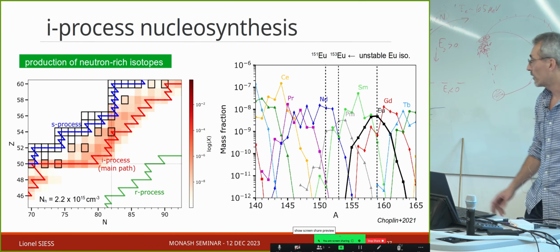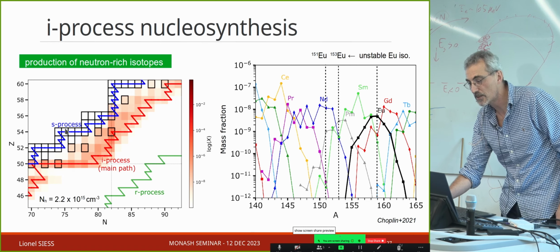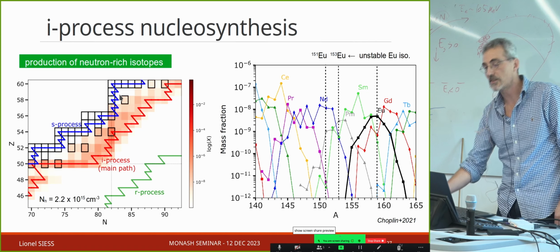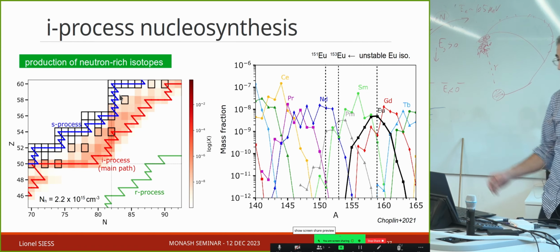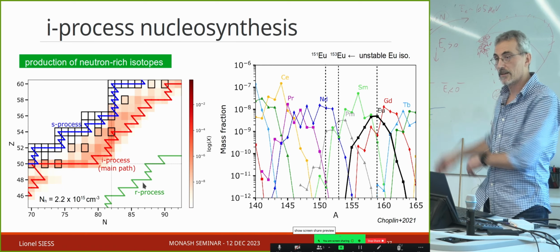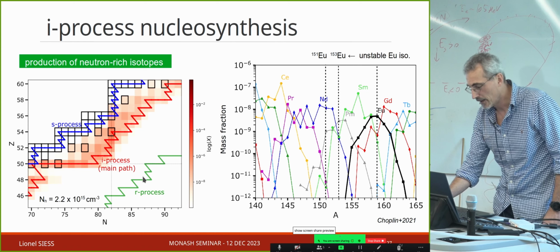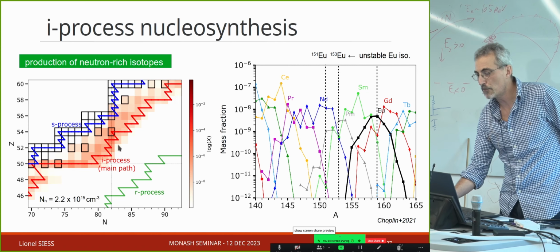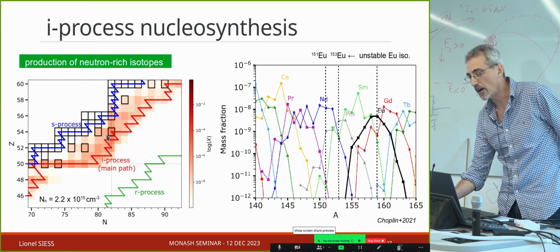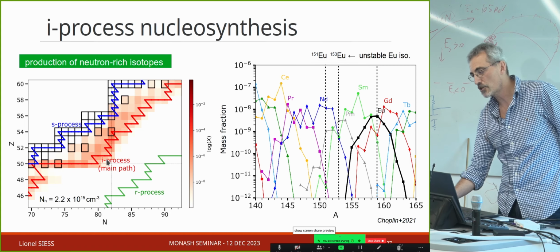And this is a typical path. This is a zoom around the iron. So this is the S process path with neutron densities of typically 10 to the 8th. So you follow the valley of stability. The R process is way to the right at larger neutron numbers. And this is the I process. So you see we're not too far, but we start producing very neutron-rich isotopes.